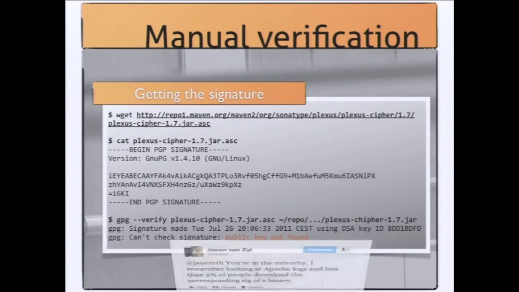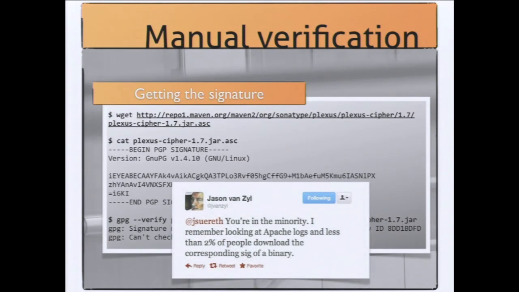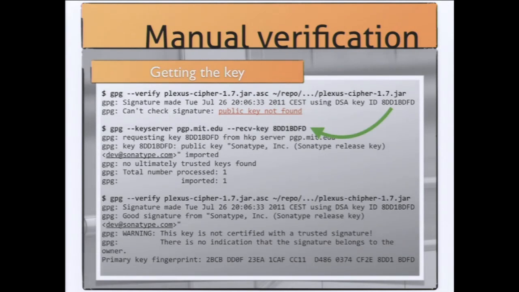At this point, you're already kind of an elite programmer, right? Because as this tweet by Jason van Zijl, the founder of Maven, says, you're in the minority if you even downloaded this signature, because only 2% of the people who download the binary also download the corresponding signature, as it is currently. But that's going to change because you now all know about it and you will do it, right? Yes, okay, that's the answer. But we're still not there, okay?